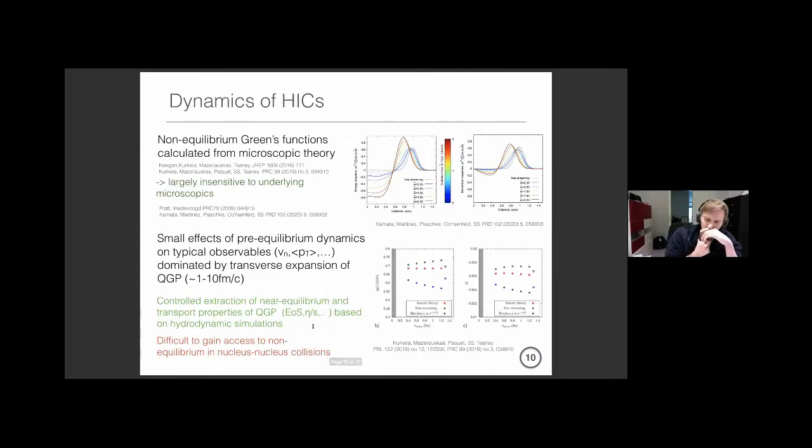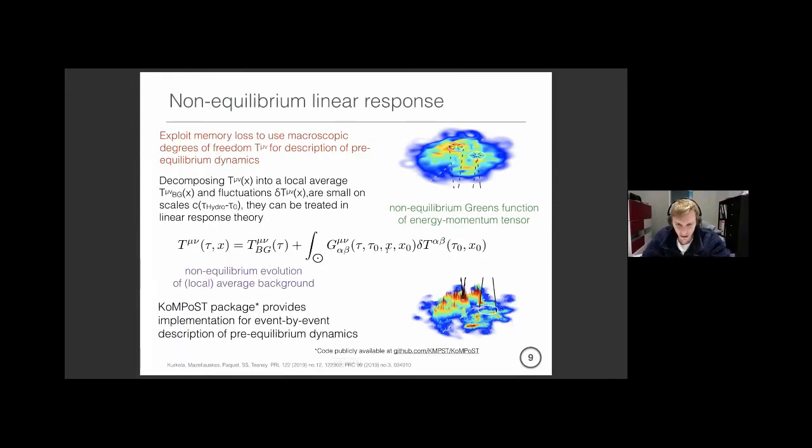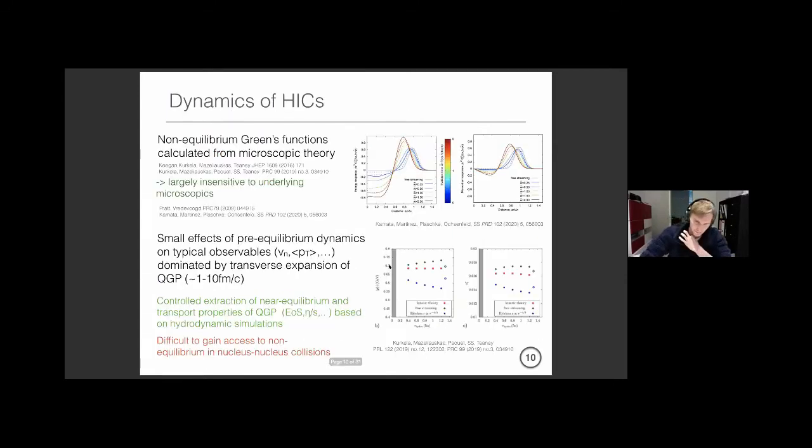Now, this is interesting for at least two reasons, okay? One of them from the theoretical side is that it allows you to study equilibration beyond the simplifying assumption of having a boost invariant Bjorken flow and homogeneous transverse systems. So at least you can study linearized deviations from that, which are then given in terms of these Green's functions. And these Green's functions are, of course, calculated within the underlying microscopic theory. Now we have calculated these using different microscopic theories.